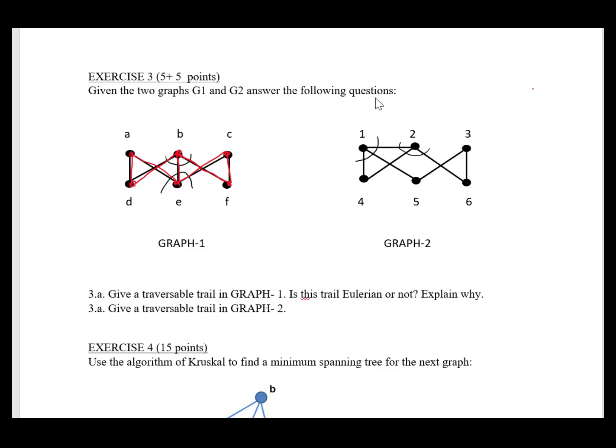Okay, if we look at the second graph, let's start at 2, and then we can go to, for instance, 1, we can go to 5, we can go to 3, 6, 2, 4, and 1, and again a traversable graph. Okay, for A there's an extra question, is it Eulerian? It's not Eulerian, because Eulerian means that it also has to stop where we started. So then all the vertices should have an even degree.